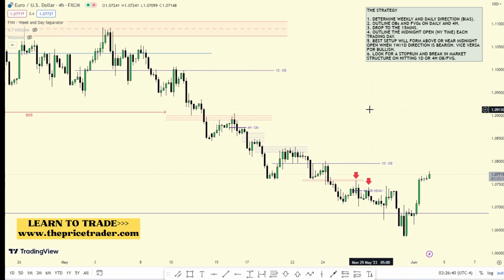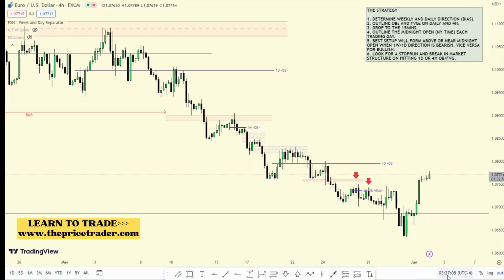The next thing we're going to do now is drop to the 15 minutes. This will be the foundation of this strategy. The main foundation of this strategy is the midnight open. When you drop down to the 15 minutes, we'll be outlining the midnight open on each trading day. Each trading day that you want to trade, the first thing you want to do is outline the midnight open. Now when I say the midnight open, I've indicated that it is New York time.